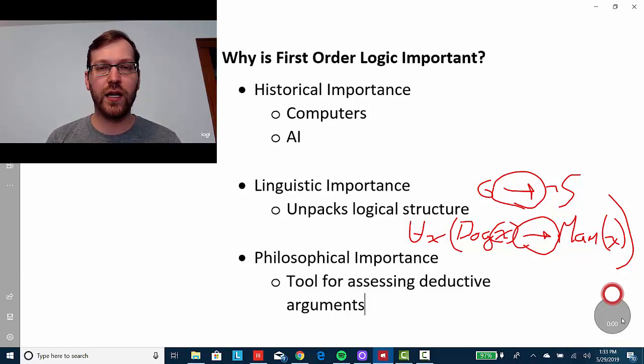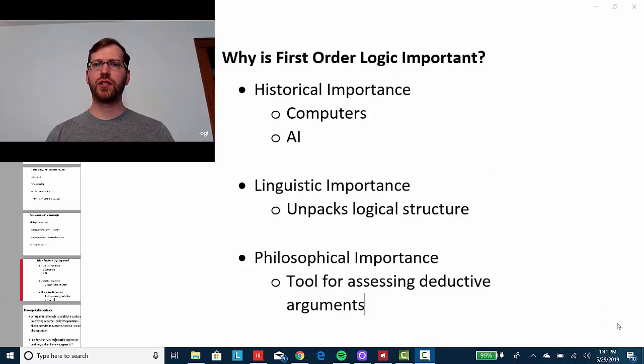So that's one way in which first order logic has allowed us to study language a little bit better and a little bit more clearly. By the same token, it allows us to be more clear in what it is that we're expressing, and that's a feature that's important specifically to philosophers. Talking about philosophers, let's now move on to the philosophical importance of first order logic.